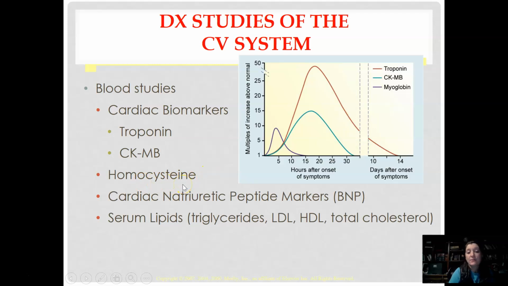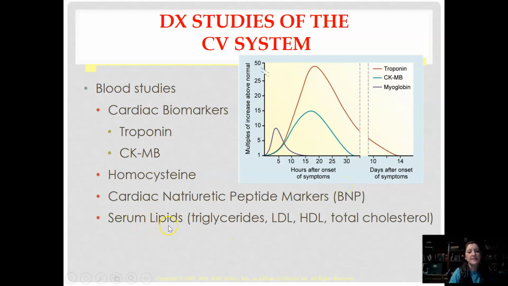Homocysteine can indicate that someone's at risk for a heart attack, but it's not used quite as often. This natriuretic peptide marker, or BNP, tells us a lot if a patient comes in short of breath, and we think, well, it could be their heart. Maybe they're in heart failure, and that's causing the blood not to get to the lungs to be oxygenated, and that's causing oxygenation issues for the whole body. And so they're breathing faster. BNP will tell us if that shortness of breath is related to a decrease in heart function or heart failure.